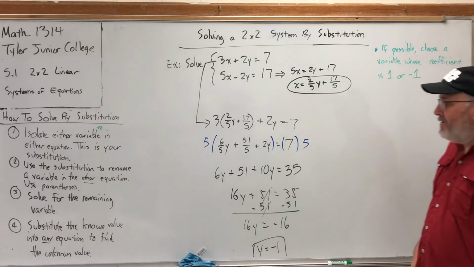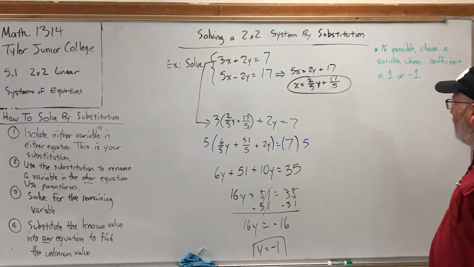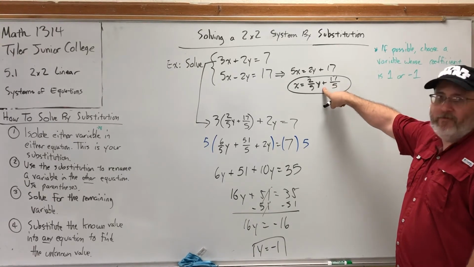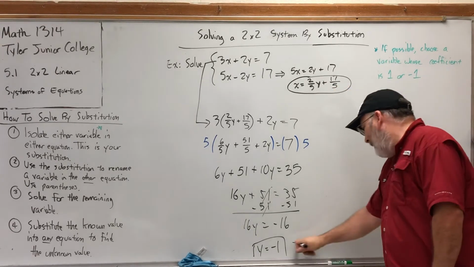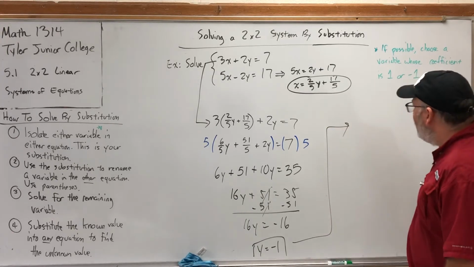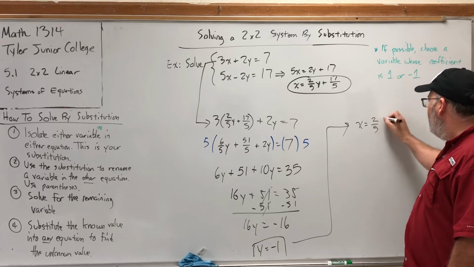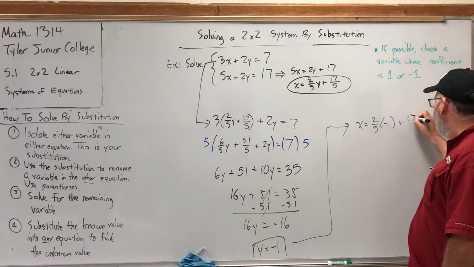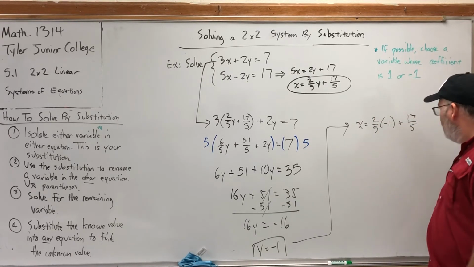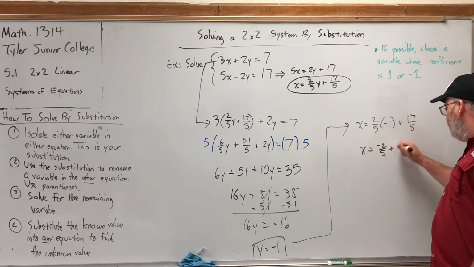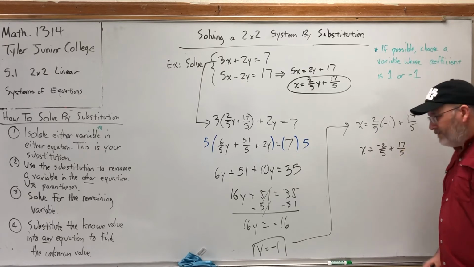Substitute the known value into any equation to find the unknown value. We could substitute it in the substitution. You might stray away from it because it has fractions. I'm not going to. If we used our substitution, we would say x equals 2/5 times negative 1 plus 17/5. 2/5 times negative 1 is negative 2/5. So we have negative 2/5 plus 17/5.